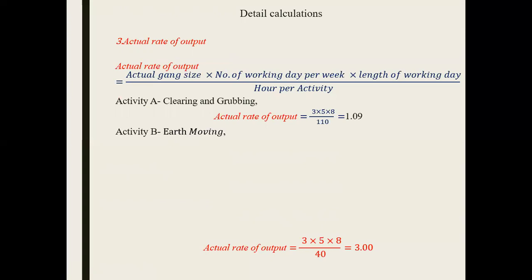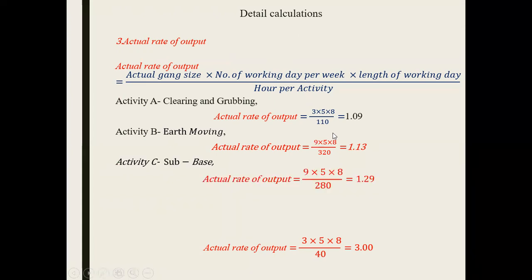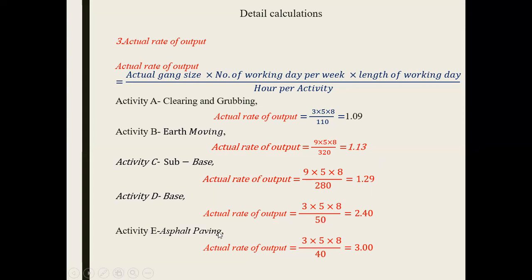Similarly, we have the earth moving activity, now you can see that only 3 has been changed, and obviously 9 and 320 have been changed. The actual gang size was 9 for activity B. For activity C, again the actual gang size is 9, but the only variable here is 280. Then base, again we calculated 3. This is constant, and this is again given. And for asphalt paving, again, we have calculated the actual rate of output as 1.09, 1.139, 1.29, 2.4, and 3.00 respectively.